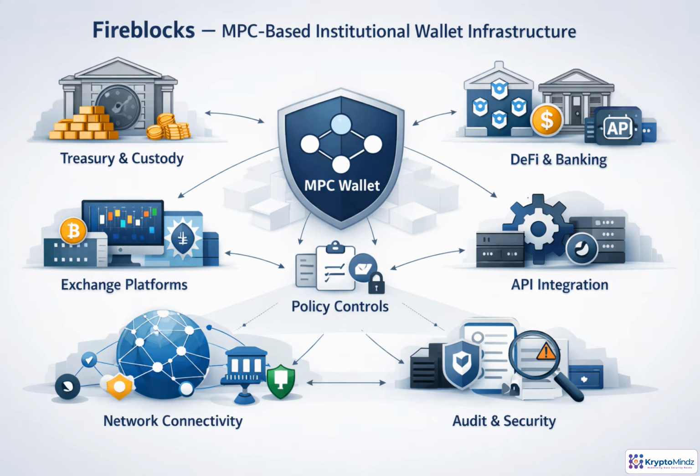Fireblocks is a useful example of how institutional wallet infrastructure fits into the broader operating flow. A treasury, custody, or issuer platform submits a transaction through APIs. Policy rules check roles, limits, destinations, and required approvals before MPC signing occurs. Once approved, the transaction can route to a blockchain, exchange, custodian, bank, or DeFi venue. In architecture review, focus on dependency risk, chain support, policy granularity, audit evidence, and disaster recovery.